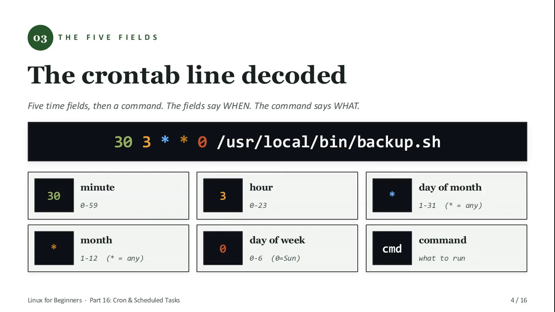Now the syntax. A crontab line is just 5 time fields followed by a command. Minute, hour, day of month, month, day of week, then what to run. Read this example left to right. 30 3 * * 0 run backup.sh. That translates to at 3:30 in the morning, on any day of the month, in any month, but only when it's Sunday.